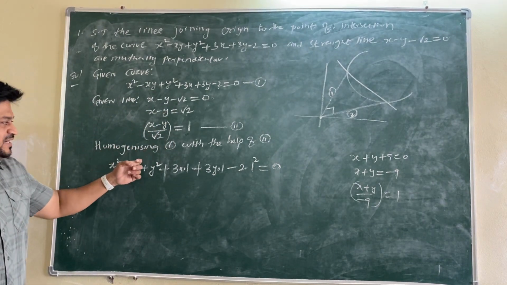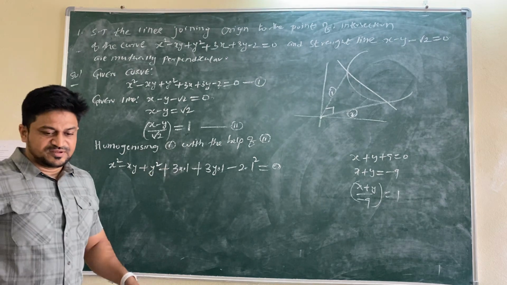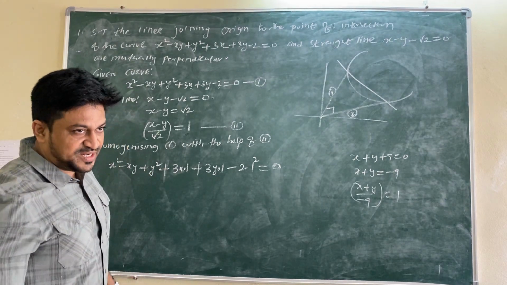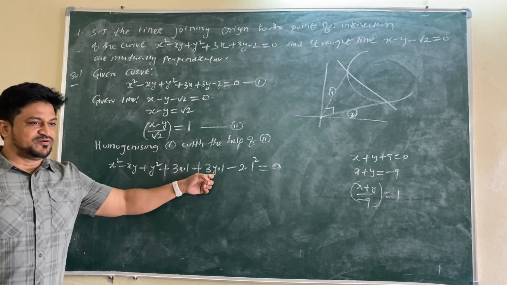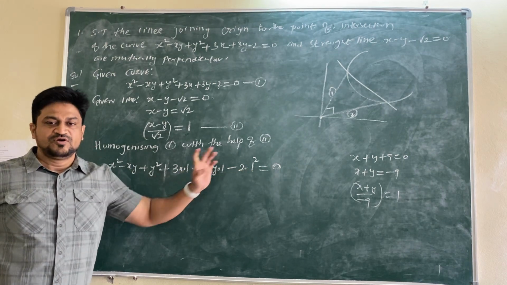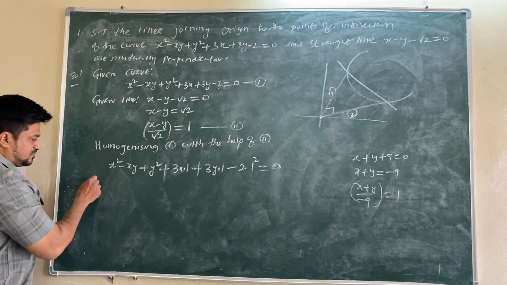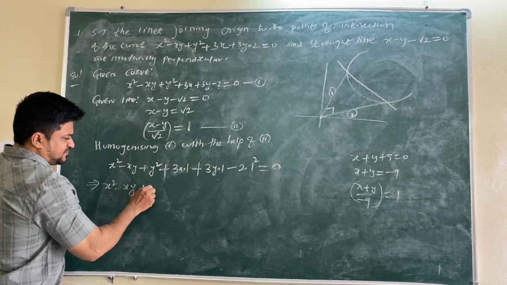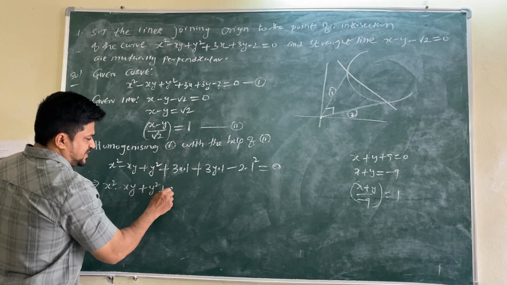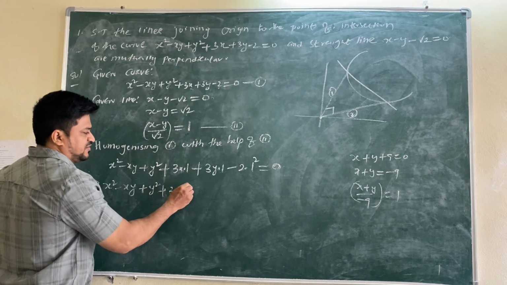After writing the statement, write down the curve, and at the time of writing the curve, what we have to do? Wherever you find x, you have to take into 1, wherever y into 1, wherever constant into 1 square. Now, x square minus xy plus y square plus 3x into whatever one value you have to take.